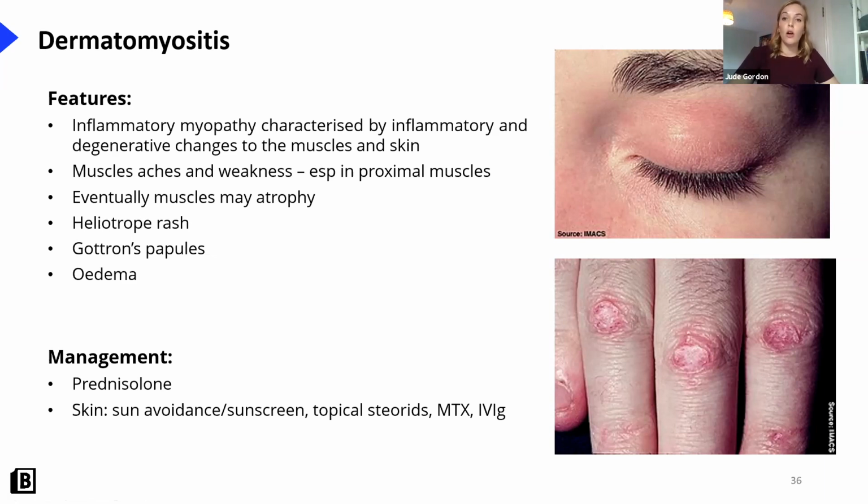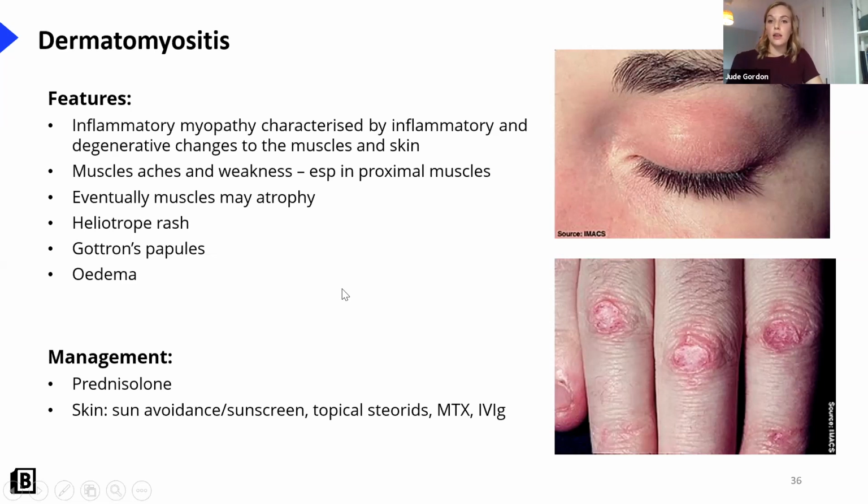Investigation-wise, commonly the creatine kinase may be raised, so not always, but it can be very significantly raised, and that's another key thing that's sometimes asked about in questions. There may also be a positive ANA, although that's an anti-nuclear antibody, and that may well be raised in other things too. There is an antibody called anti-Mi-2 that is sometimes positive in this, and it's very specific to dermatomyositis, but it's only positive in about 25% of patients. So if someone has that antibody, they've almost certainly got this condition, but the absence of it doesn't rule it out.